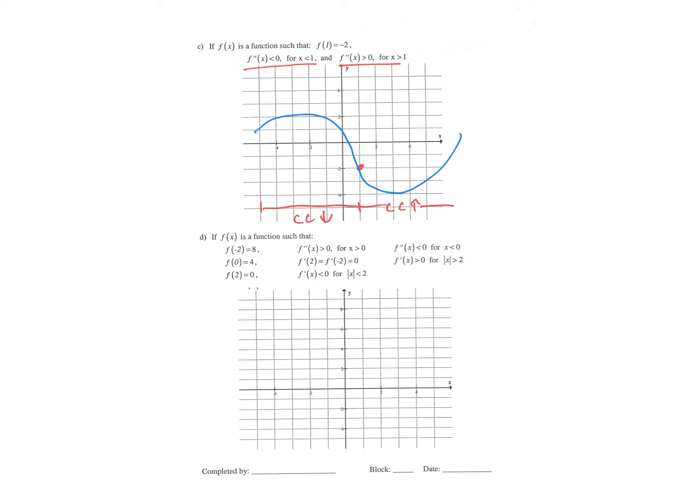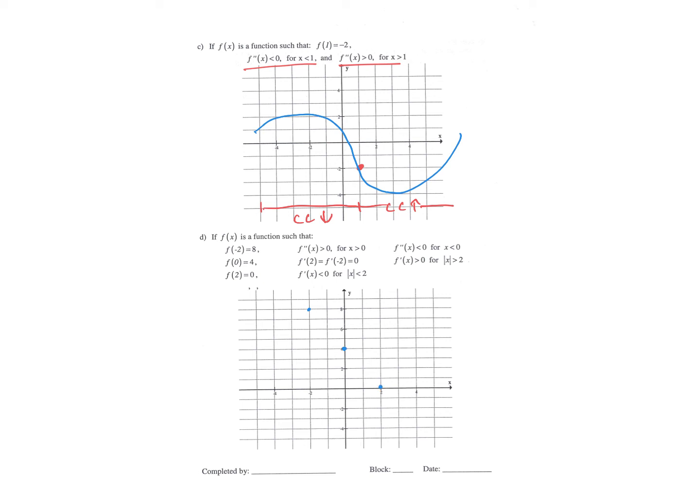Now let's look at part D. We're going to get closer to what we have to look at. So on part D, it says f of negative 2 is 8. So let's put a little dot there. F of 0 is 4. So let's put a little dot there. F of 2 is 0. Let's put a little dot there.